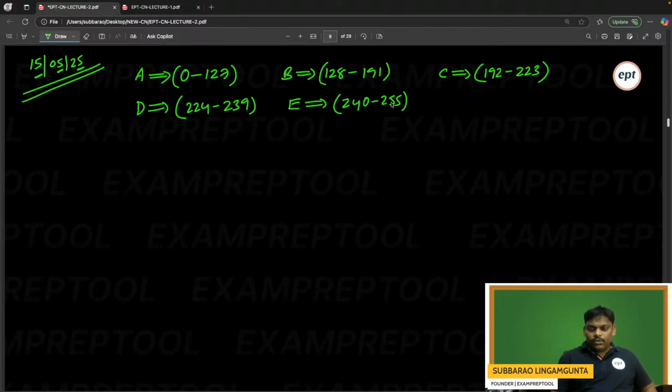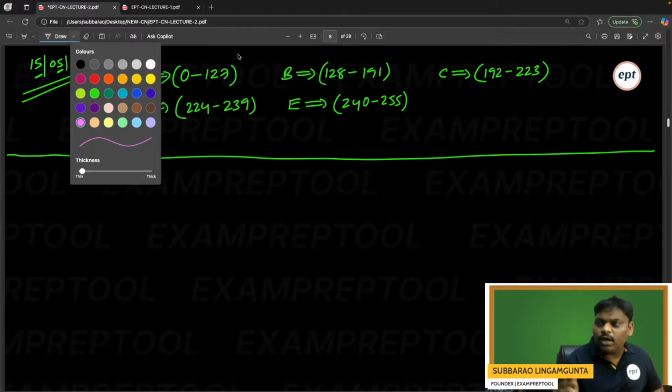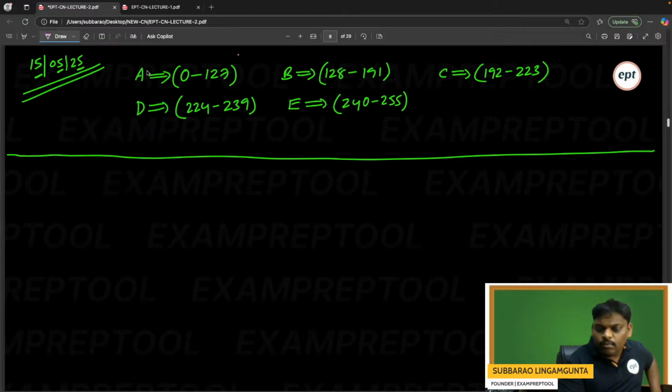If anyone has even a small doubt, I want to tell you one small thing. Assume you have a little doubt. In class A, the starting bit is 0. Class B starts with 10. Class C starts with 110. Class D starts with 1110, so 4 ones. You should know the starting bits.